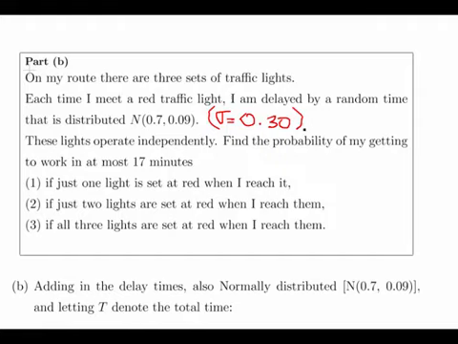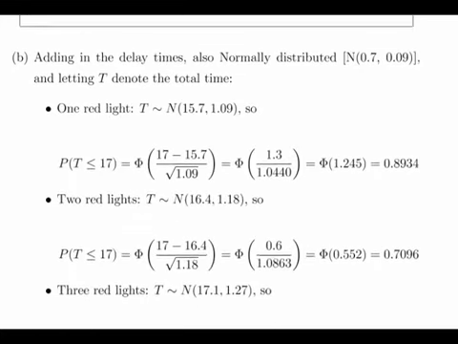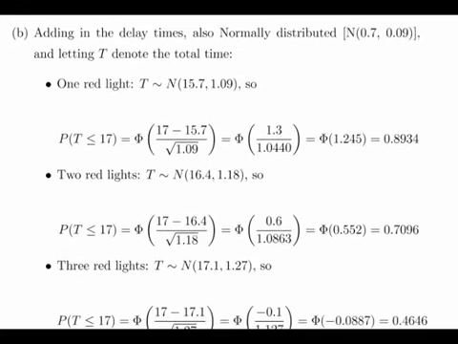Now there are 3 different scenarios here, including the one we've just met where there are no delays, so altogether it'll be 4. If just one set of lights is red when I reach it and the other 2 are green. If just 2 lights are red when I meet them, and if all 3 are red when I meet them. This question actually works the same way in each of the 3 occasions. What we're going to do is update our mean and standard deviation of our total journey time. So we have 3 scenarios here: 1 red light, 2 red lights, and 3 red lights.